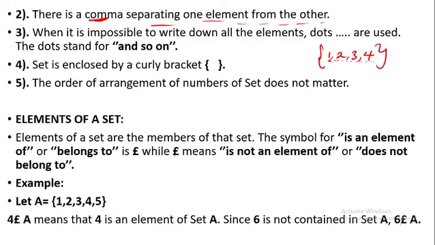Now, number 3. When it is impossible to write down all the elements, then we use dots to identify that, and that dots means "and so on." If we have a set of 1, 2, 3, and so on, we are telling people that the set doesn't just end at 3, that there are other numbers that are not written down in this set.